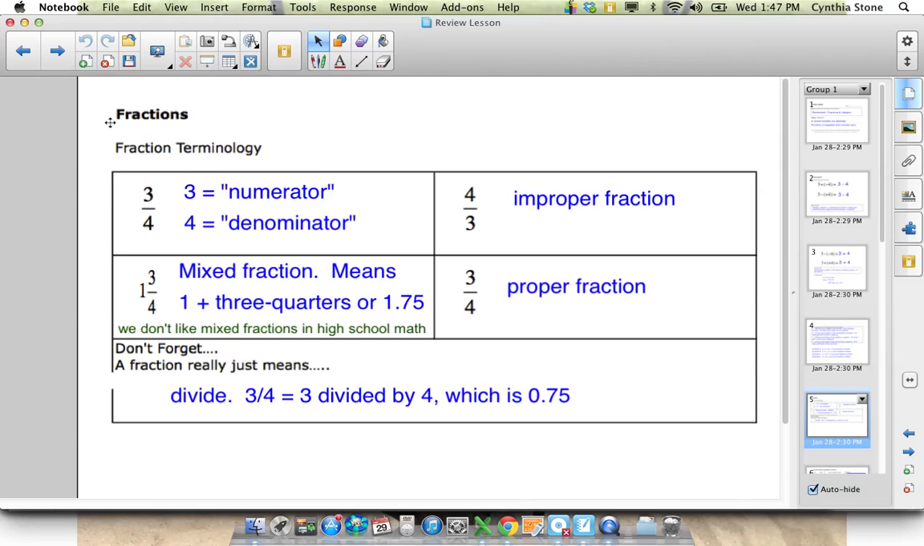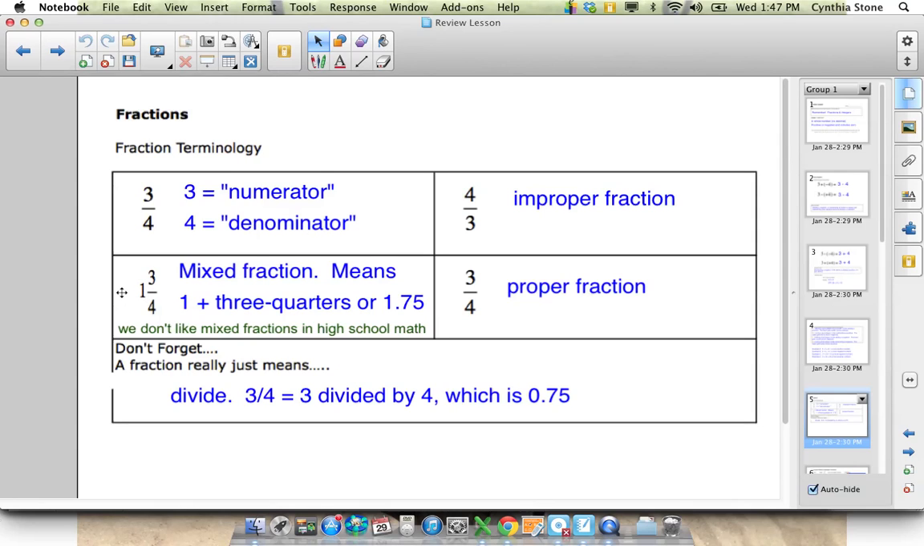All right, on to fractions. A little terminology. The number on the top of a fraction is called the numerator. The number on the bottom is called the denominator. If you have a fraction that has a bigger number on top, it's an improper fraction. If it has a smaller number on top, it's a proper fraction. And then there's mixed fractions. A mixed fraction is when there's a whole number in the front.